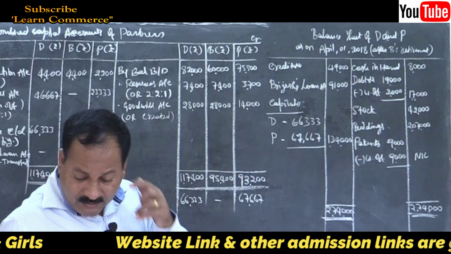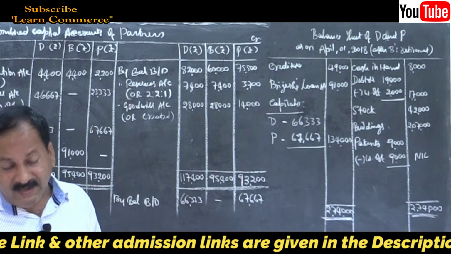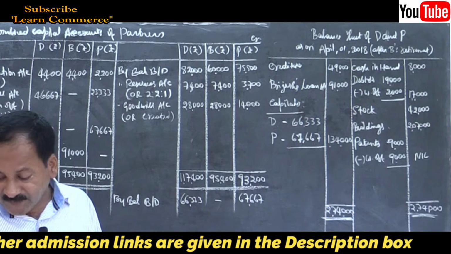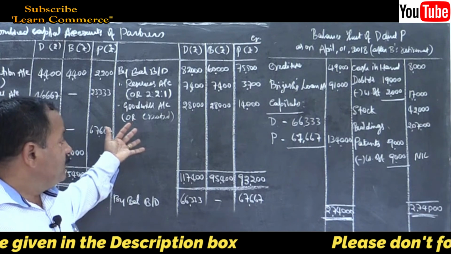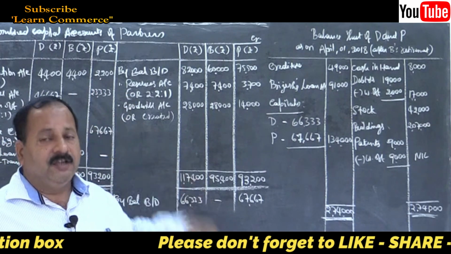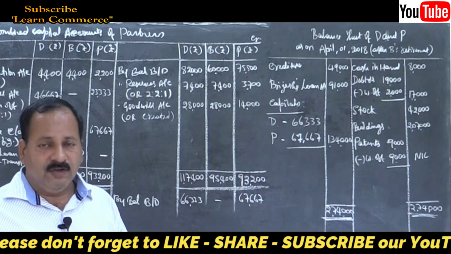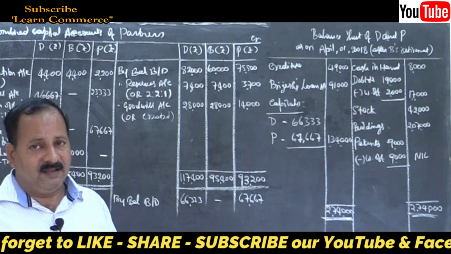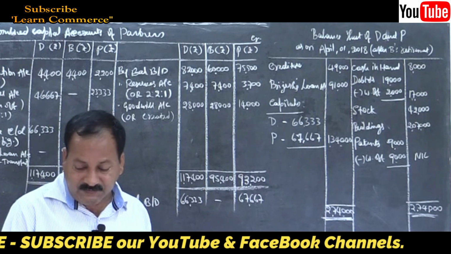So this is how you have to solve a problem without capital adjustments. If capital adjustments are given, you have to do some more work. You have to see the new capitals of the firm and distribute among the continuing partners. Then you have to balance to cash or by cash, or to bank or by bank, like that.